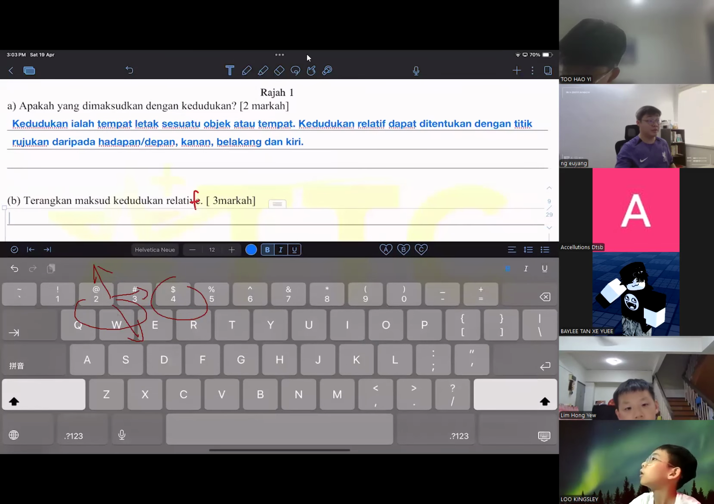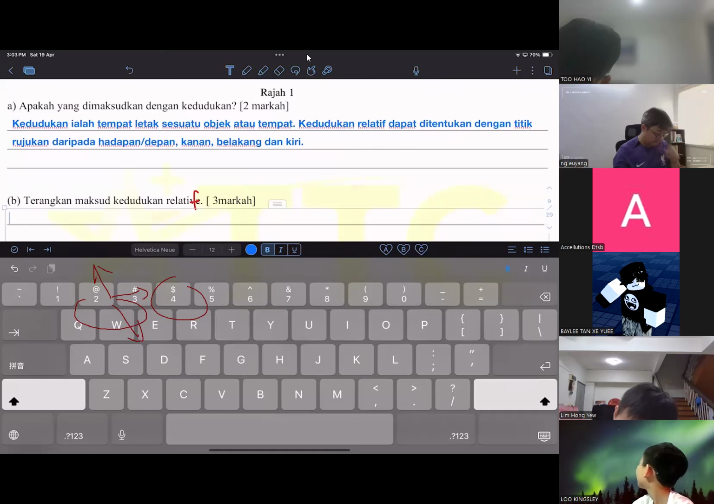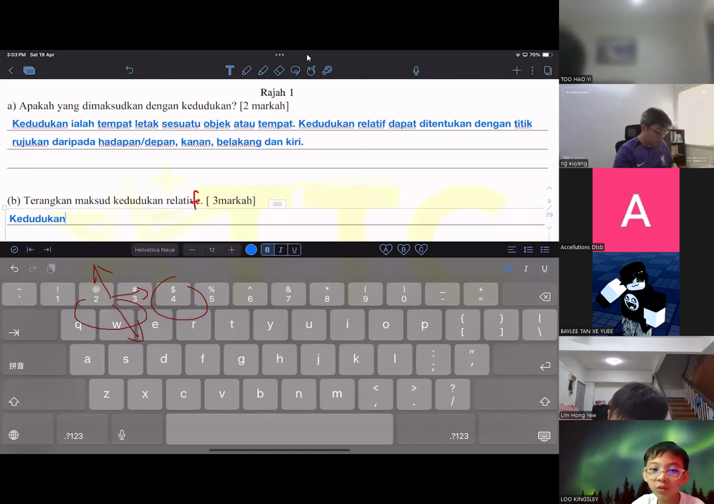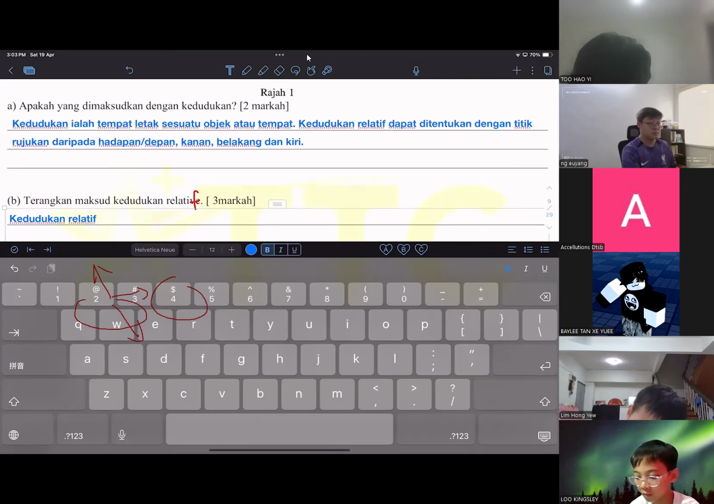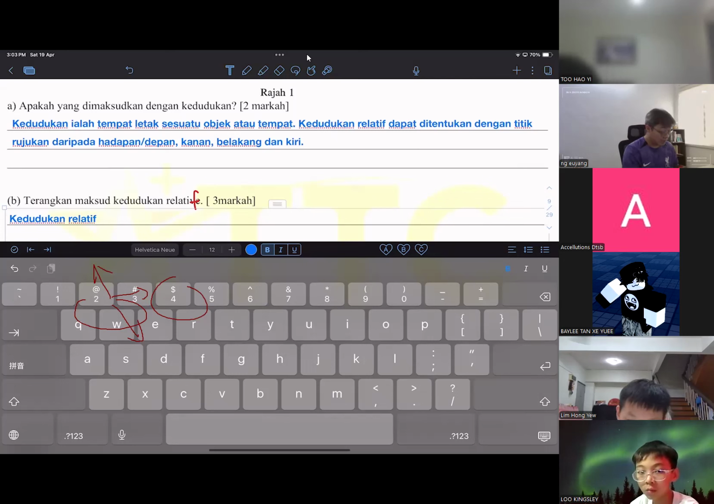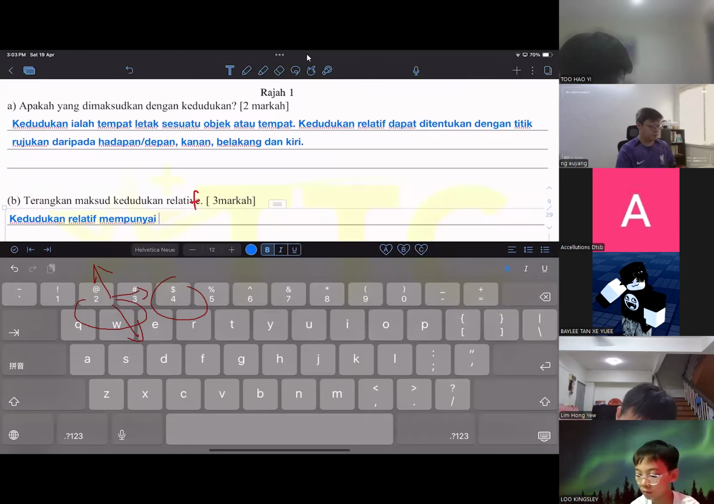Anyone? Kedudukan relative? Kedudukan relative. We try to repeat the same answer again. Okay, kedudukan relative mempunyai tempat, titik rujukan.